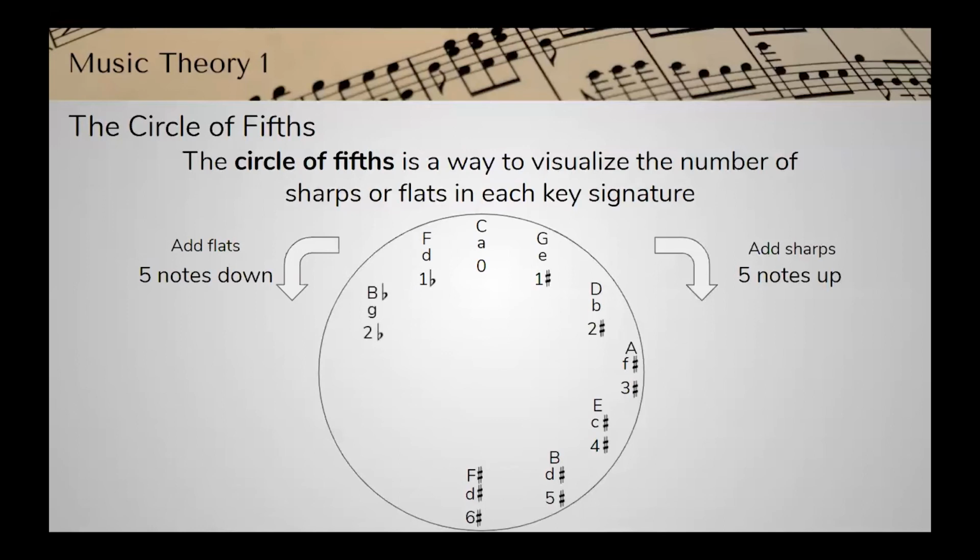If you go down 5 notes in the F major scale, you get to a B flat, which has 2 flats. If you go down 5 notes in the B flat major scale, you get to E flat, which has 3 flats. If you go down 5 notes in the E flat major scale, you get to A flat, which has 4 flats, and so on to D flat major, and then finally to G flat major, which has 6 flats. You can see that I put F sharp and G flat in the same place on the circle. That's because they are the same note.